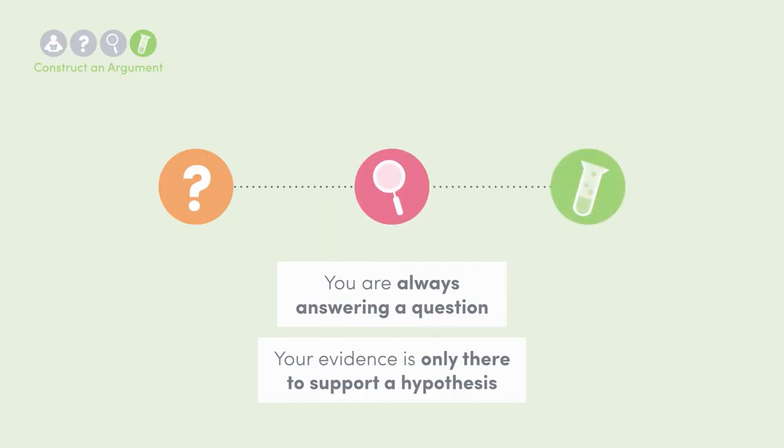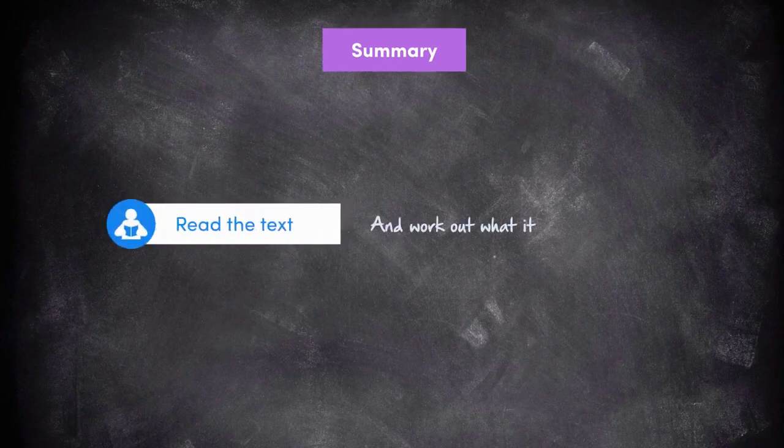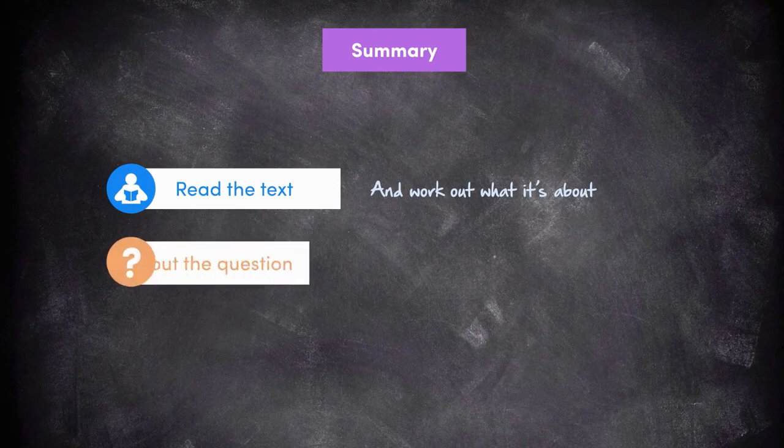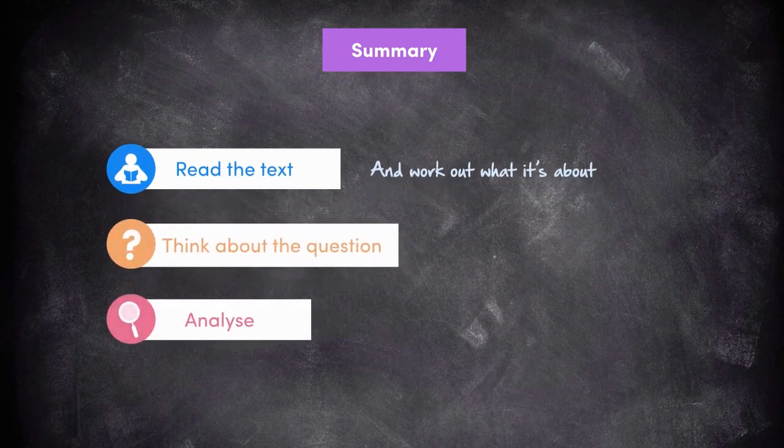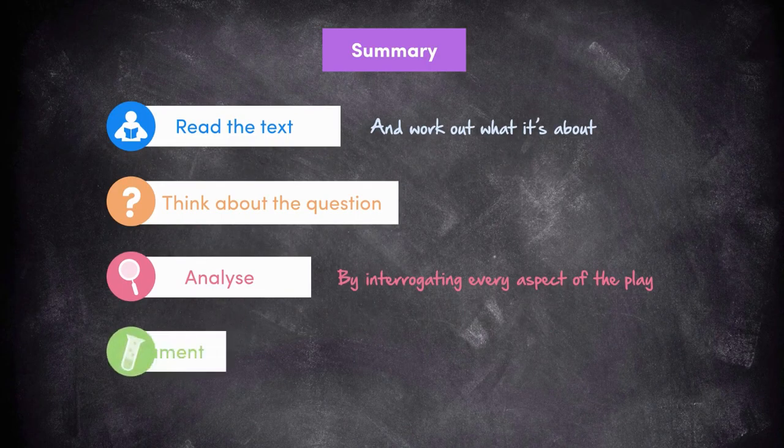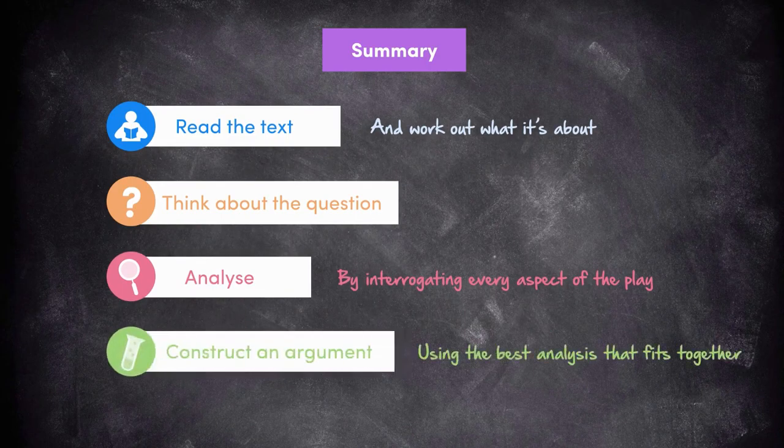And there we go. So let's wrap it up in a good old conclusion. Here's my advice. One, read the play and work out what it's about. Two, carefully think about the question you're trying to answer. Three, analyze by interrogating every aspect of the play, no matter how unimportant each seems. Four, pick out the best of the analysis that seems to fit together and construct an argument.